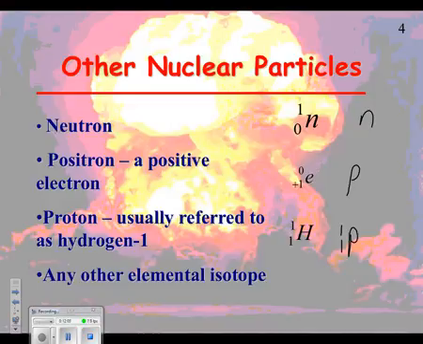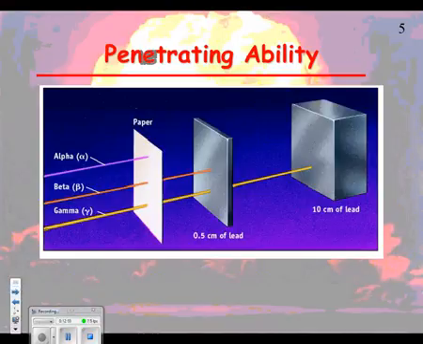Okay, so how do these penetrate? Alpha particle, I can hold up a sheet of paper and it can stop it. Okay, so alpha particles are big and they usually don't penetrate very far. Beta particles, it takes a 0.5 centimeter piece of lead to stop it.